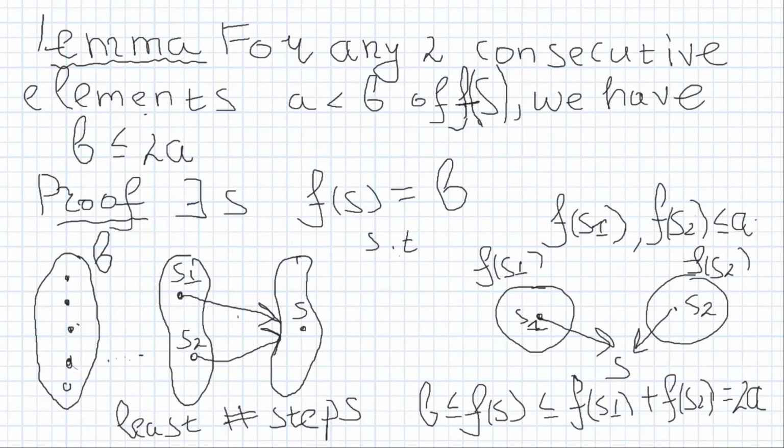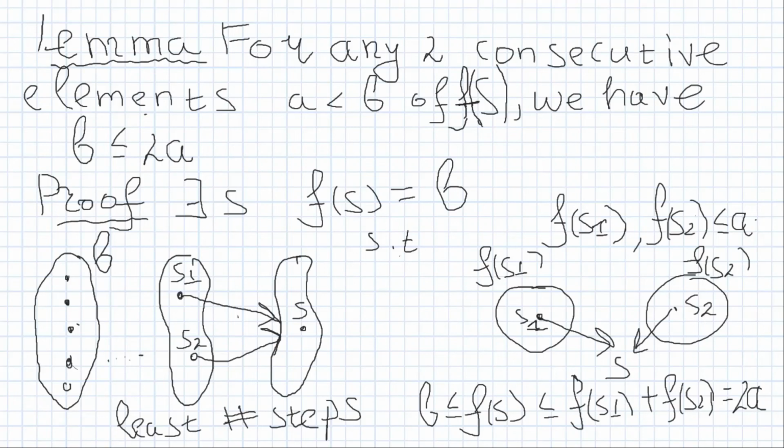Now, what do we know about S1 and S2? We know that they are produced from b birds in a smaller number of steps than S because of the minimality of S. And this implies that f of S1 and f of S2 are not equal to b. But still they can be produced from b birds. This means that f of them is at most b, but it's not b, so it must be smaller than b. But the predecessor of b in the set f of s is a. So we conclude that f of S1 and f of S2 are at most a.